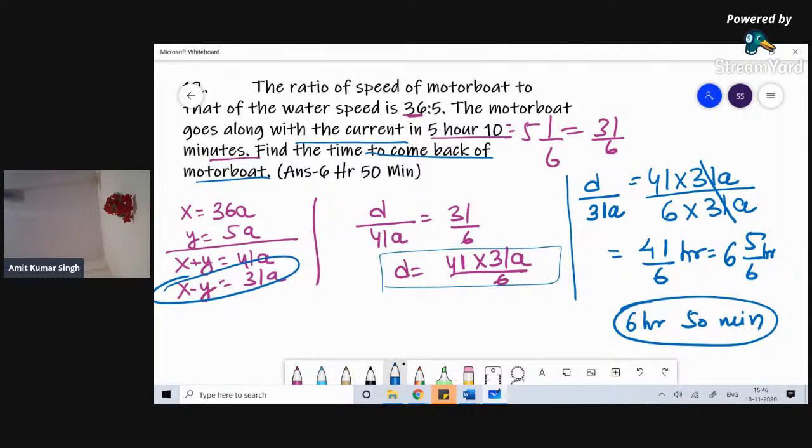Very simple, guys. Nothing else is there in this concept. Very limited concepts are there in this chapter. You should know the concept of upstream. You should know the concept of downstream. You should know the formula: distance is equal to speed into time. You just use that, and you'll get the answer.